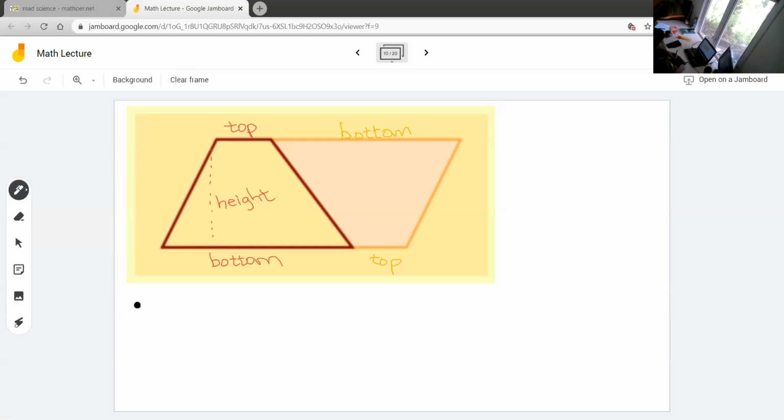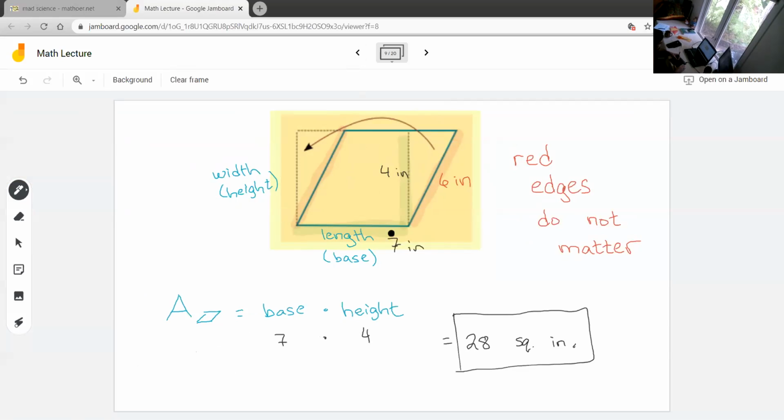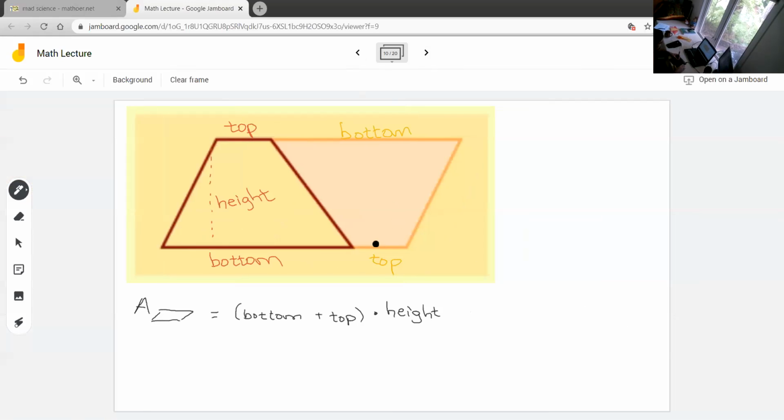So I'm going to say that the area of my parallelogram, that was the overall bottom, multiplied by the height. Because we just did that. When you're finding a parallelogram, you do base times height, or length times width, whatever you want to call it. Avoid the diagonals. Everyone okay with that step?